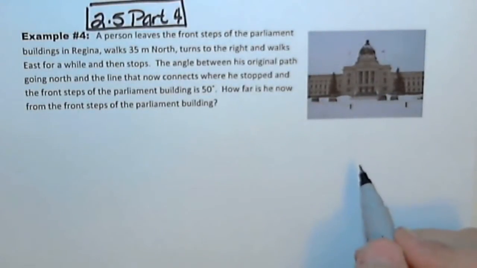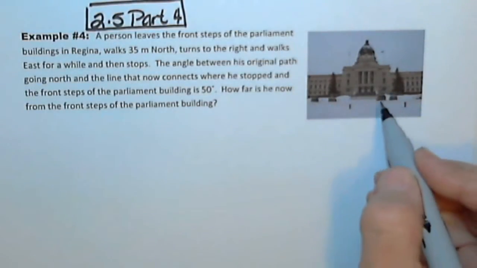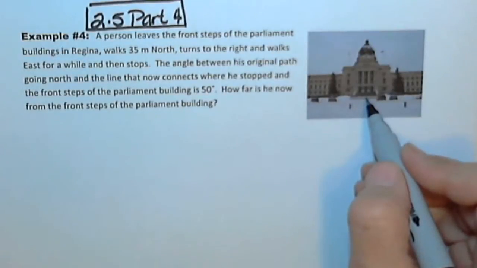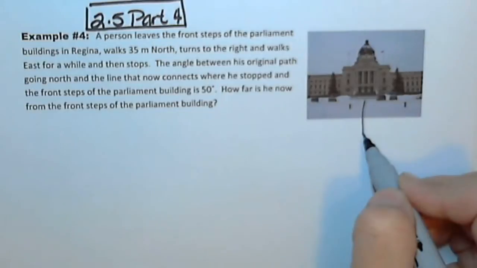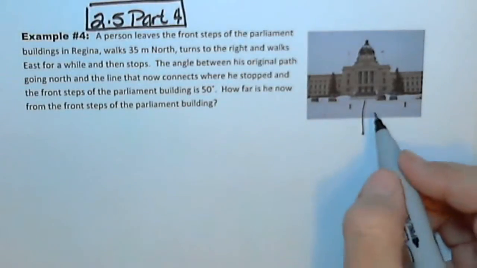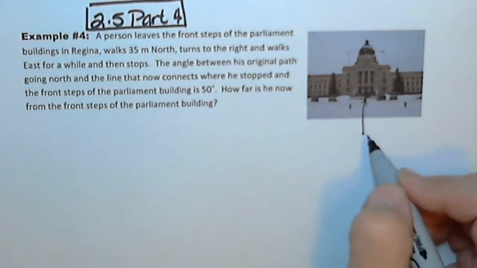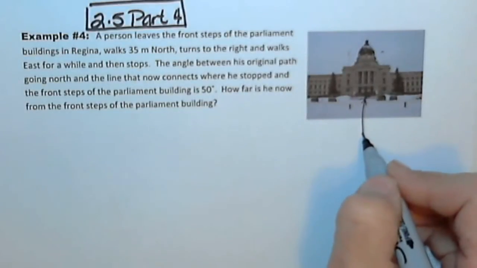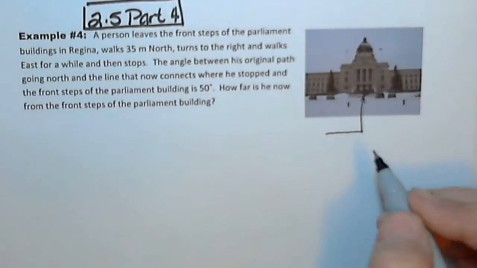Our last question in 2.5 deals with another Regina building. It's the Legislative Building on Wascana Park. And it says a person leaves the front steps of the Parliament building in Regina, walks 35 meters north. So north in the Parliament buildings is actually straight down this way. So they're going to walk 35 meters north, and they're going to turn to the right and walk east for a while and stop. Now you have to imagine yourself standing here and looking this way. Which way is the right when you're looking that way? It's going to be this direction here. So they walk for a while and then they stop.